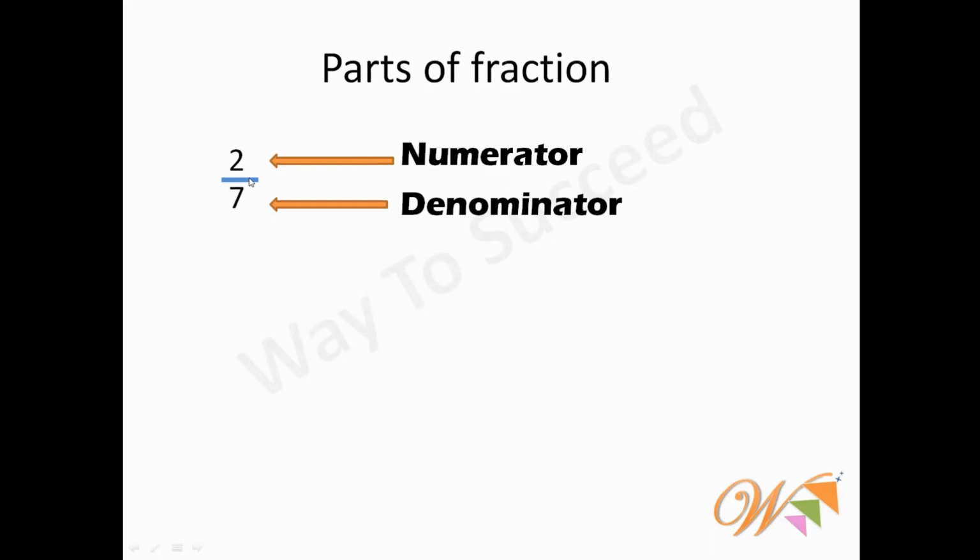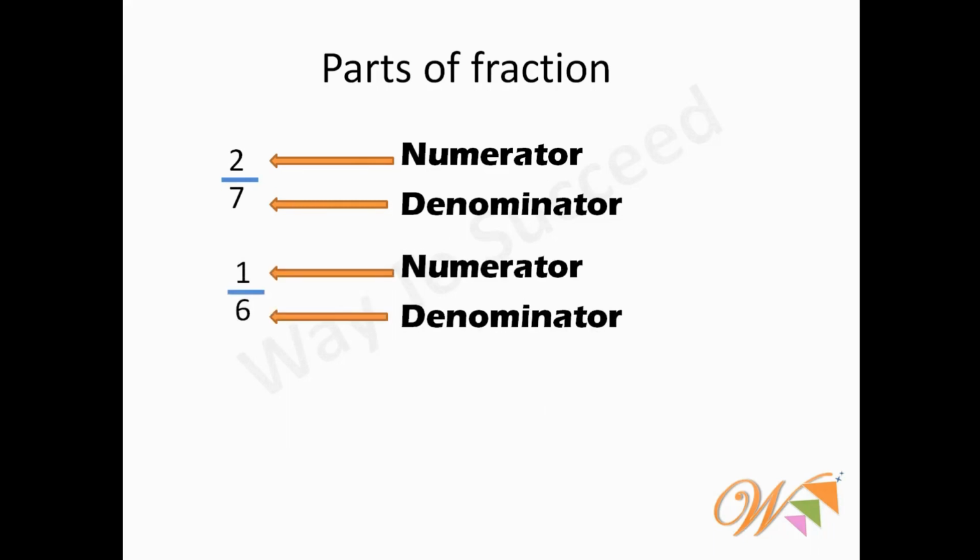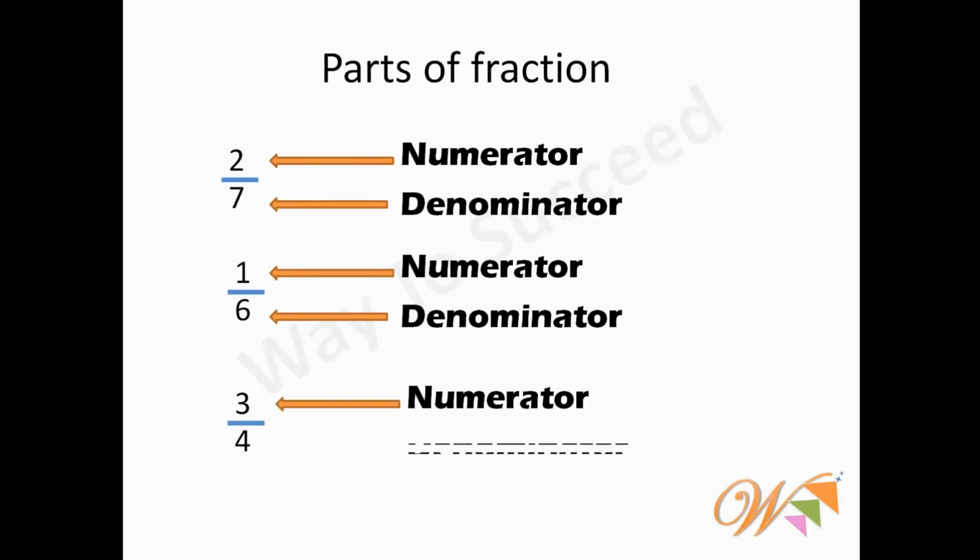Now the number written above the bar is called numerator. And the number written below the bar is called denominator. So the part that you're talking about comes in the numerator and the whole thing that you have comes in the denominator. For example, 1/6. So 1 is the numerator, 6 is the denominator. 3 out of 4: 3 is the numerator, 4 is the denominator.